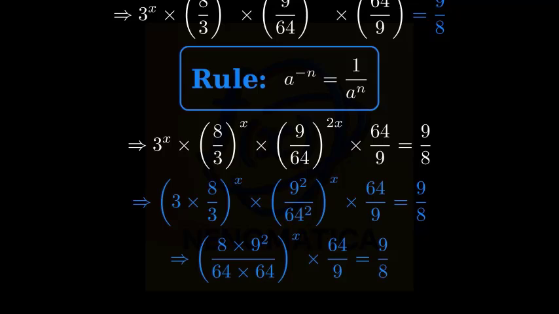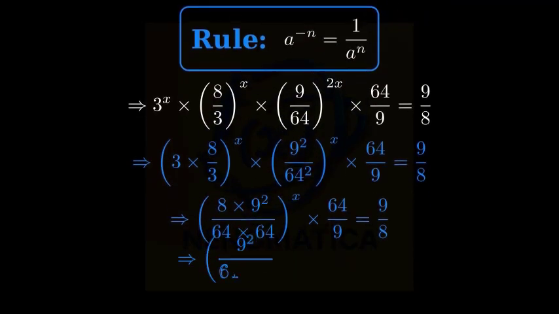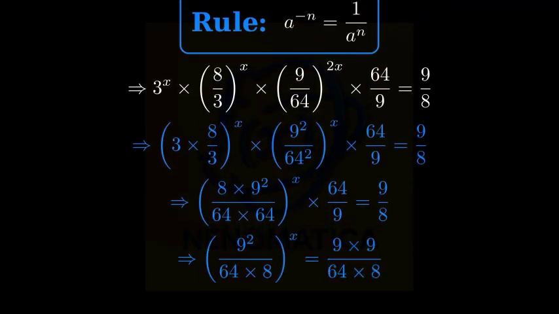And 9 squared over 64 squared equals 9 squared over 64 times 64, which is 9 squared over 4096, or 81 over 4096. Let's continue our simplification. We have 8 times 9 squared, which is 8 times 81, giving us 648. And 64 times 64 equals 4096. This gives us 648 over 4096, all to the power of x.